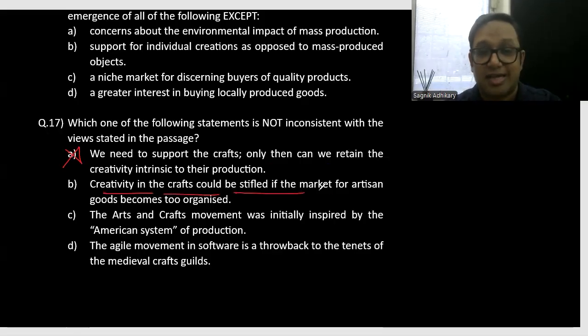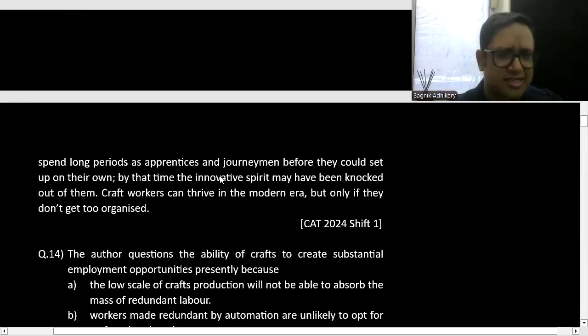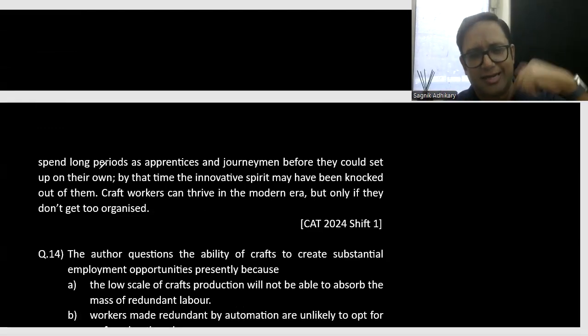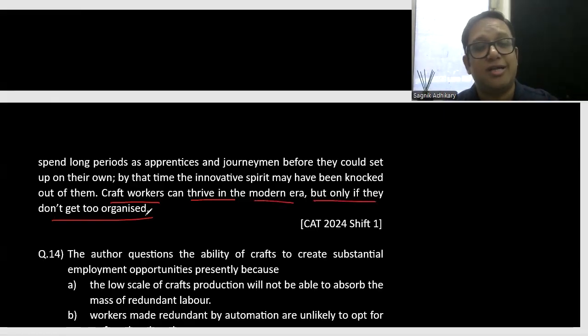Creativity in the crafts could be stifled if the market for artisan goods becomes too organized. This is very true. We see this from the very last statement. After we talk about crafts guilds, etc., the historical perspective, the author then connects this to the present or modern day scenario of crafts by saying this. Crafts workers can thrive in the modern era, but only if they don't get too organized.